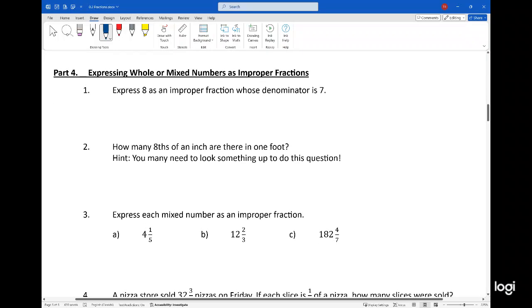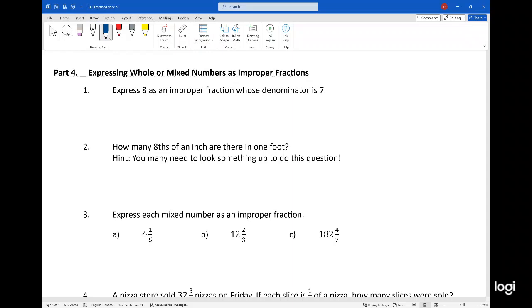Okay, part 4, expressing whole or mixed numbers as improper fractions. So in real life, we often like to use mixed numbers to represent things. For instance, shoe size. We say something like my shoe size is 10 and a half. We don't say it's 21 halves. But in math, it's really difficult to work with mixed numbers, so we usually want to convert them to improper fractions, which just means a fraction where the top number is larger than the bottom number.